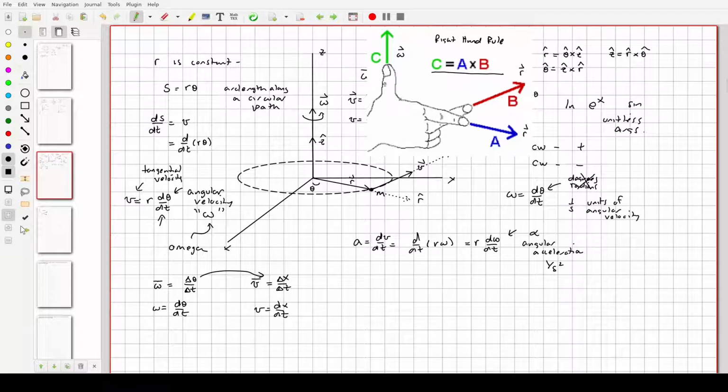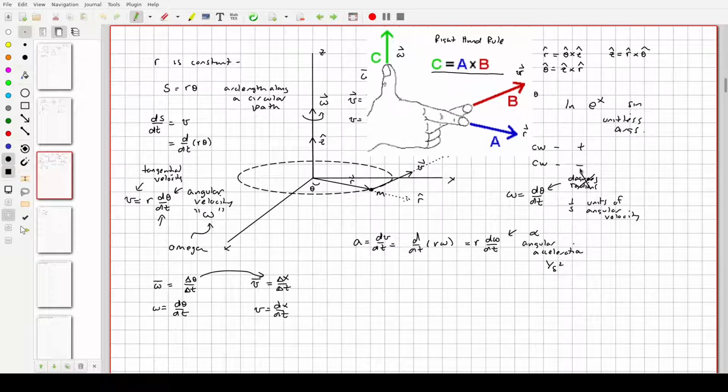Okay, so why is it called the right-hand rule? You put your fingers in the direction of the first vector, in this case A or R, and you close them. I don't know why I put R here. This should be V. You close them towards the second vector, which would be V, and your thumb gives you the direction of the third vector, which in this case would be omega.